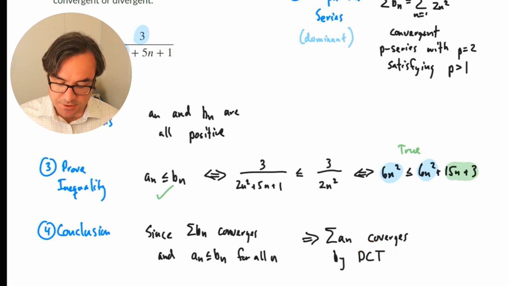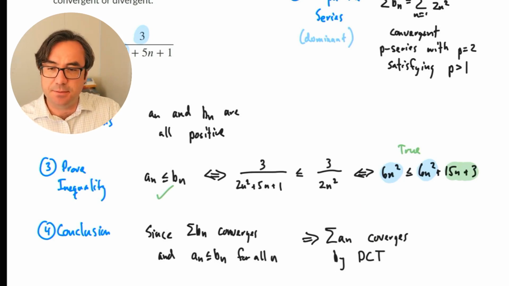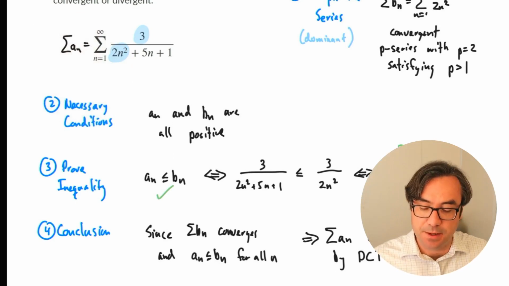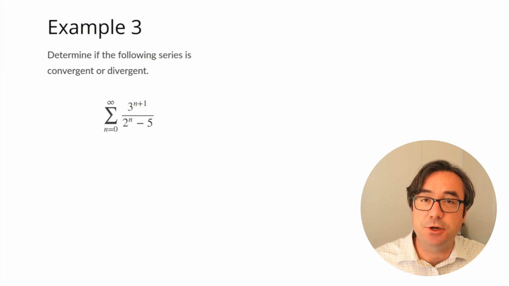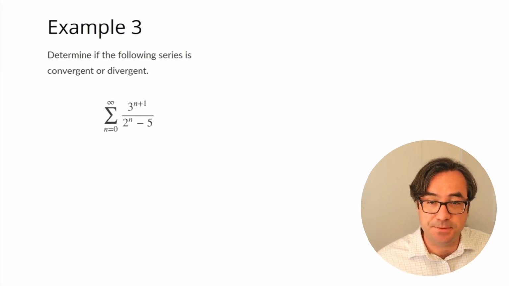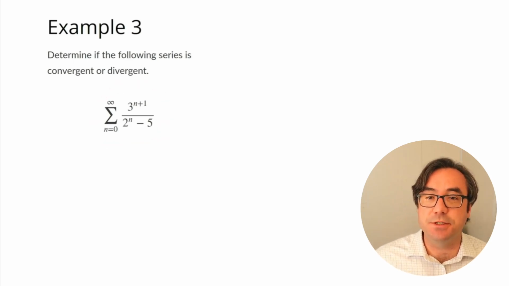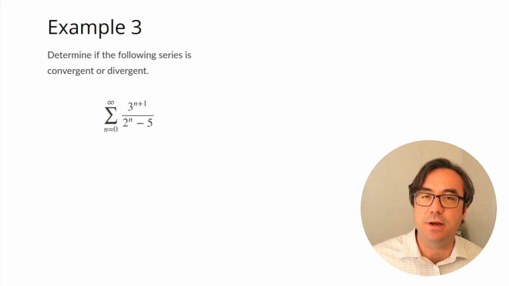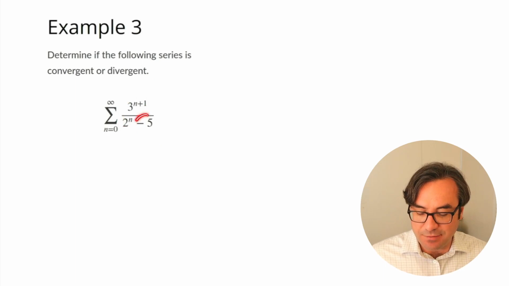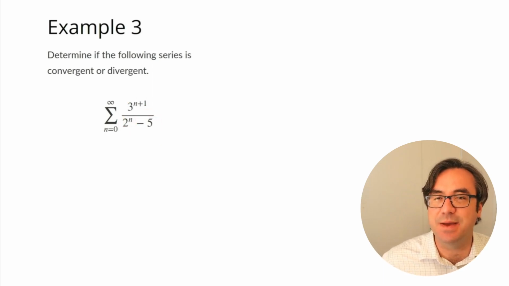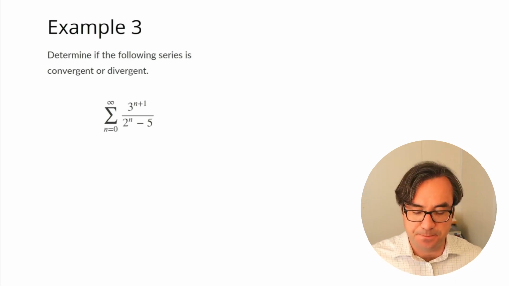Okay. So let's try another one. Get a little extra practice here. And we'll look at example 3. So for this one, we want to determine if this series is convergent or divergent. And when we look at this, it kind of looks like a geometric series, but not quite. So it's not quite written in that form, and most of the terms have n in the exponent, but we do have this minus 5. So that minus 5 makes this not technically a geometric series, but it is similar to it.